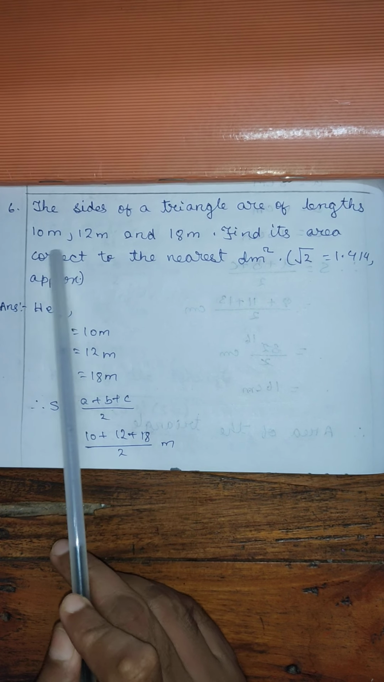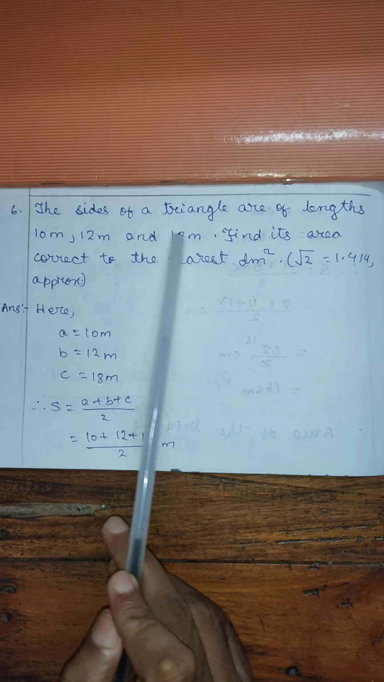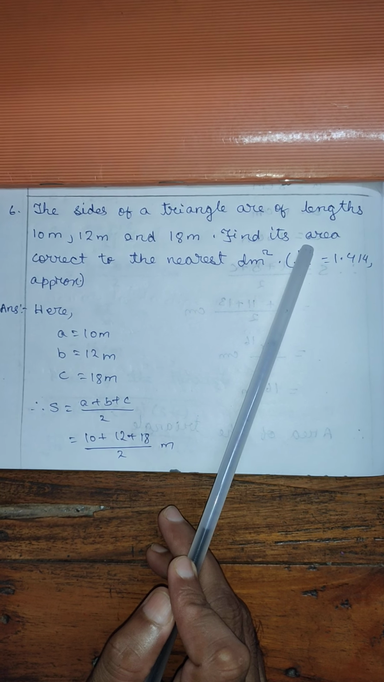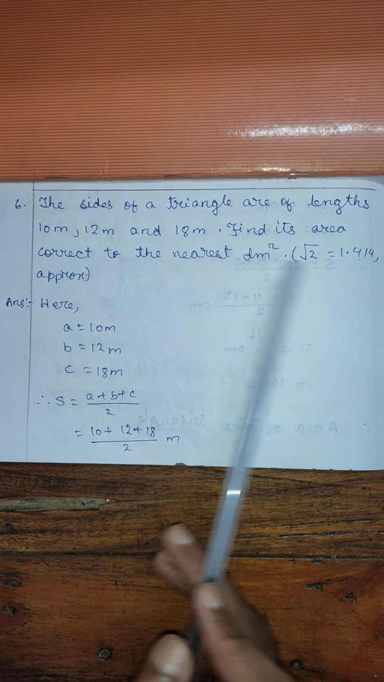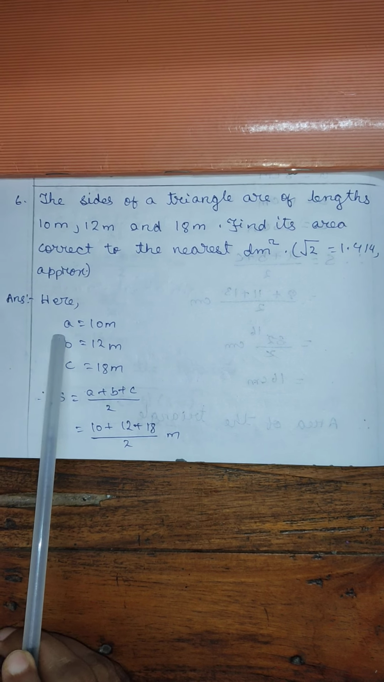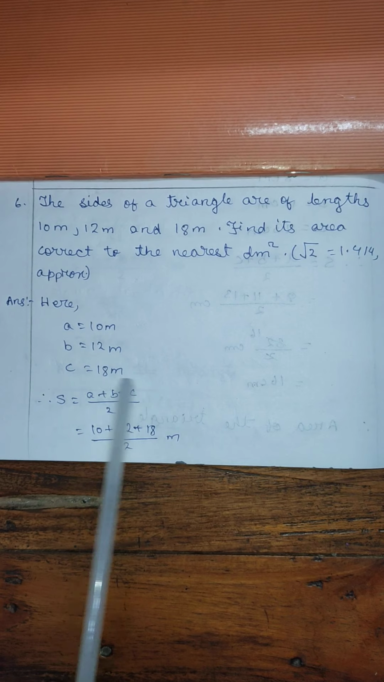The sides of a triangle are of lengths 10 meter, 12 meter and 18 meter. Find its area, correct to nearest decimeter square. Root 2 value is also given. Here first you select A. So A is 10 meter, B is 12 meter, C is 18 meter.